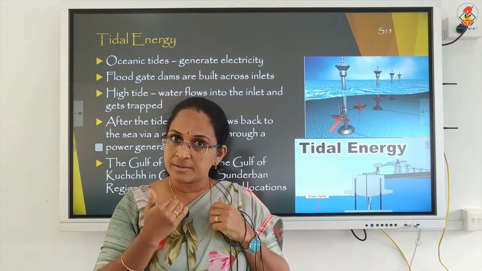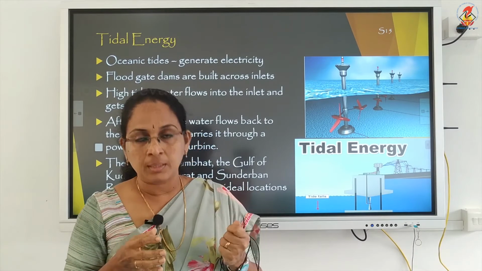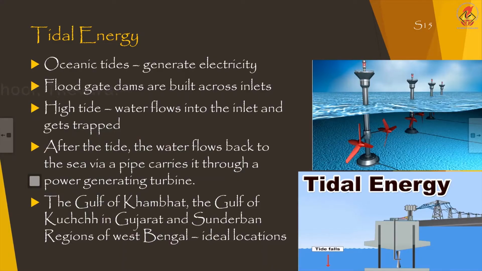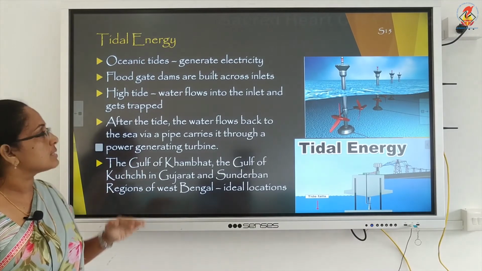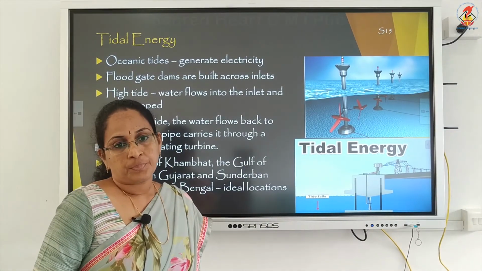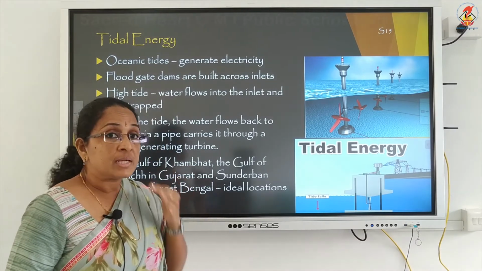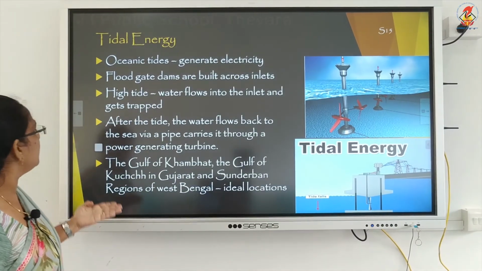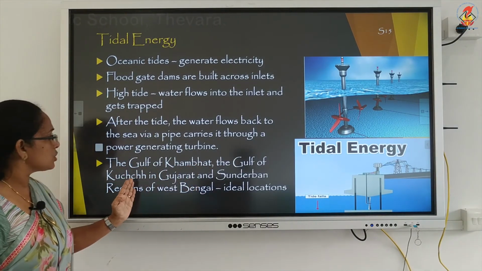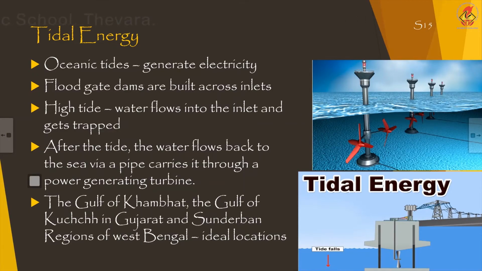That way the tidal energy is generated, and the main tidal energy locations are the Gulf of Khambhat, the Gulf of Kutch in Gujarat and the Sundarban regions in West Bengal, ideal locations in India. So what we have discussed: tidal energy, oceanic tides can generate electricity. Floodgate dams are built across the inlet, and the major locations in India are the Gulf of Khambhat, the Gulf of Kutch in Gujarat and the Sundarban regions in West Bengal.